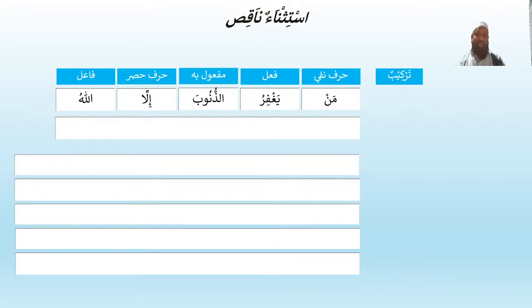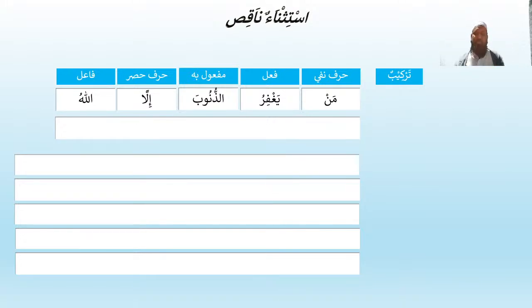Over here, we'll create emphasis. We'll not translate word to word. The word to word will be: man, question, who? Yaghfiru, can forgive. Al-dhunuba, sins. Illa, except. Allah. These are the translations word to word. But what we have learned, apply that.